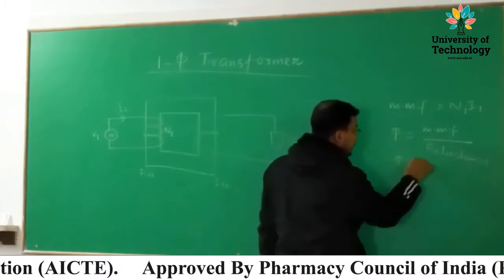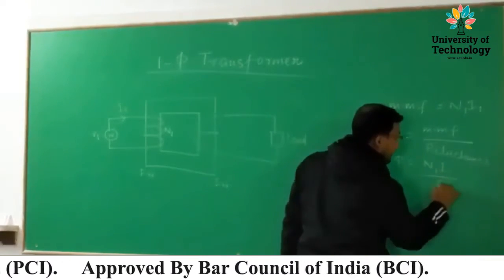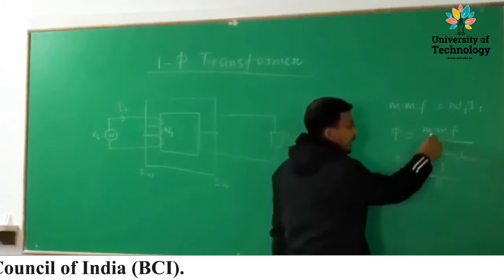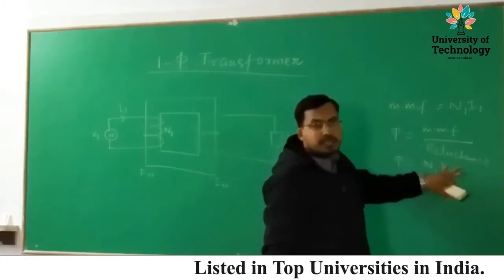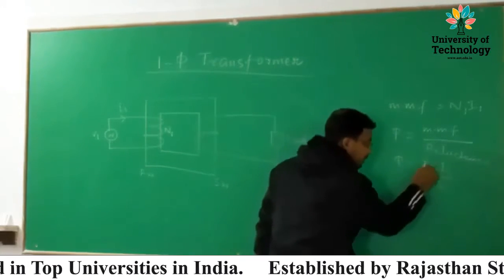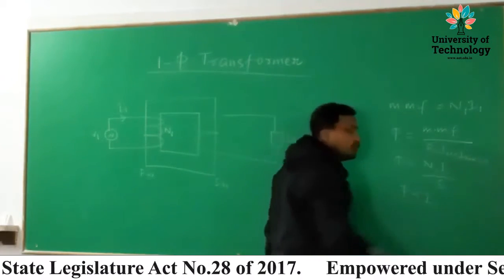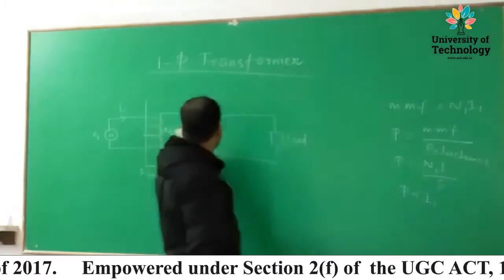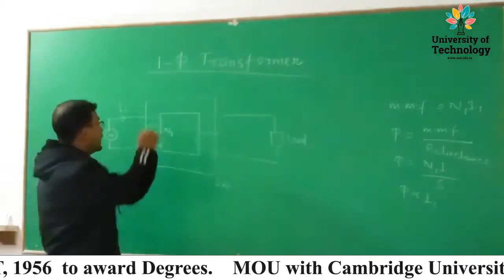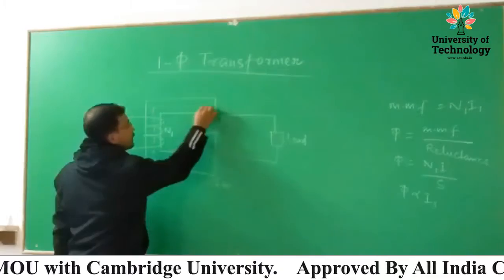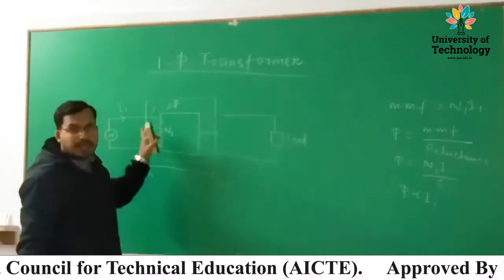So by formula, the flux is equal to N1 I1 divided by S. S is the reluctance, MMF is N1 into I1, where N1 is the number of turns and I1 is the current flowing in the primary winding. If we consider N1 and reluctance as constant, then phi is directly proportional to I1. So the flux produced in the primary winding due to the primary winding current and number of turns flows in the core of the transformer in this way as phi.